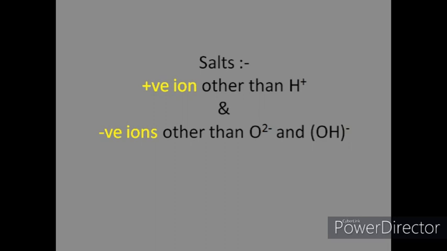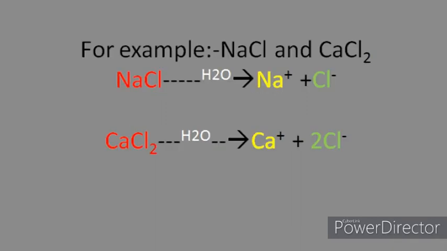Now talking about salts, salts consist of positive ions other than H+ and negative ions other than O2- and OH-. So here we have two examples of salt. First salt is NaCl, that is common salt, and the second one is calcium chloride, that is CaCl2. So NaCl, when dissolved in water, dissociates into Na+ and Cl- ions, whereas CaCl2 when dissolved in water produces Ca2+ and Cl- ions.